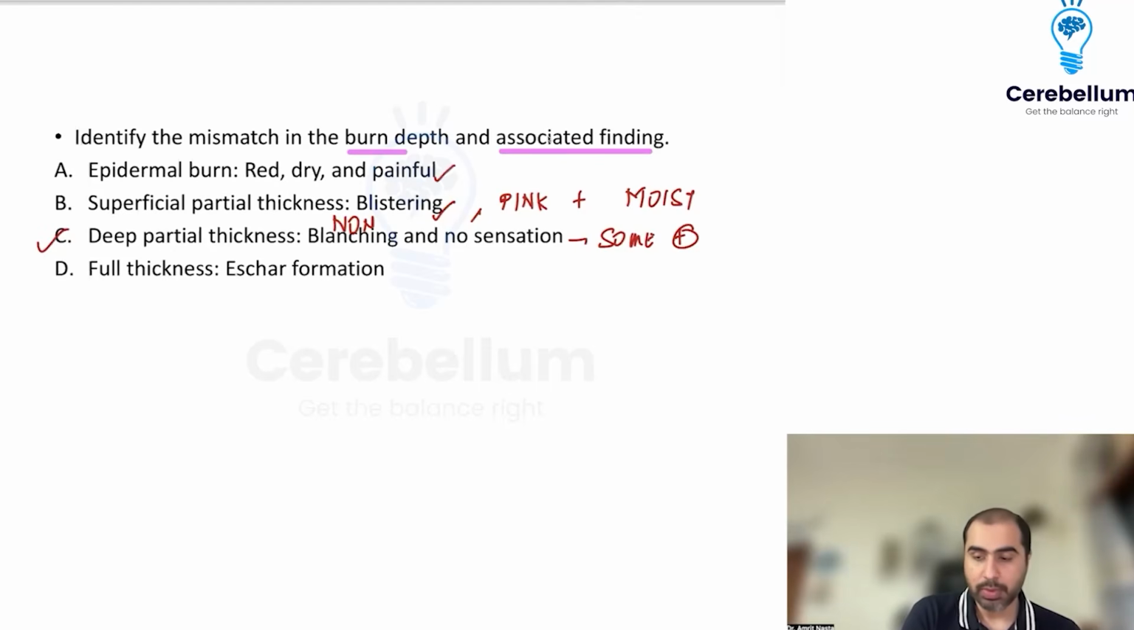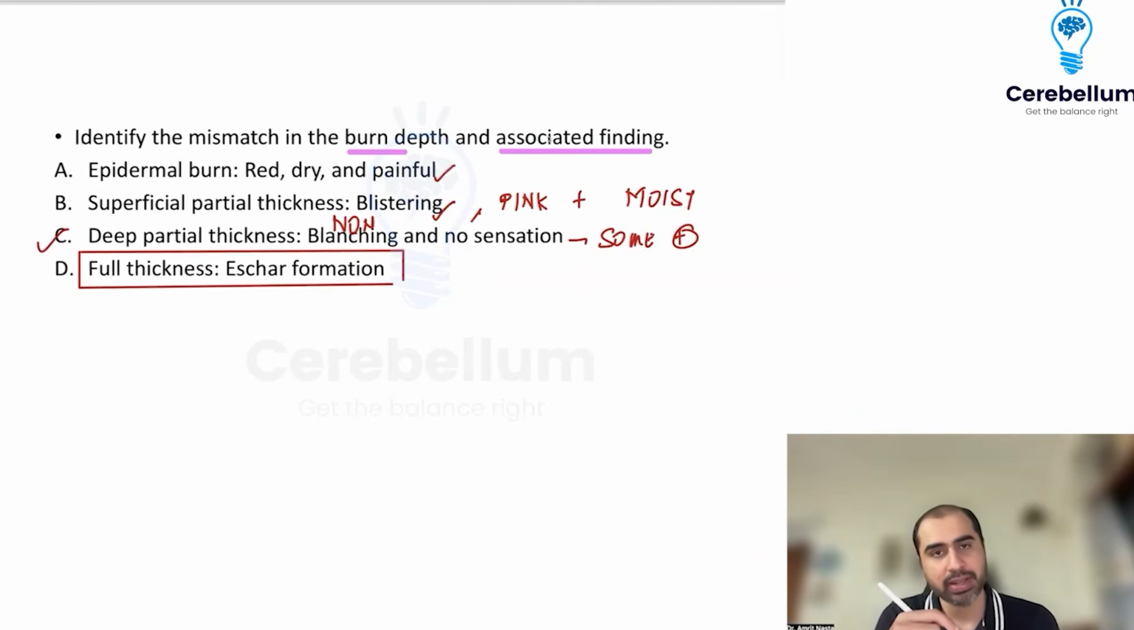I feel there will be a question of this kind in your exam, something on depth of burns. Identify the depth of burn, or identify the mismatch, or some concept on the depth. Burn dressing according to degree. For first and second degree superficial, you just give a simple dressing. You just put gauze.